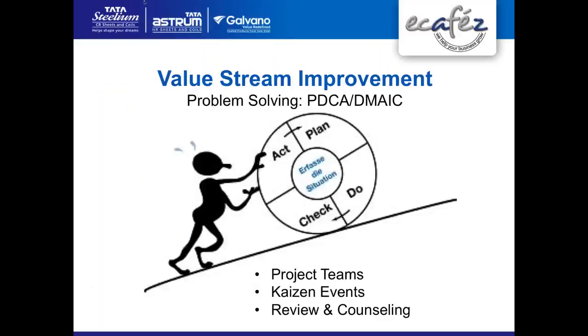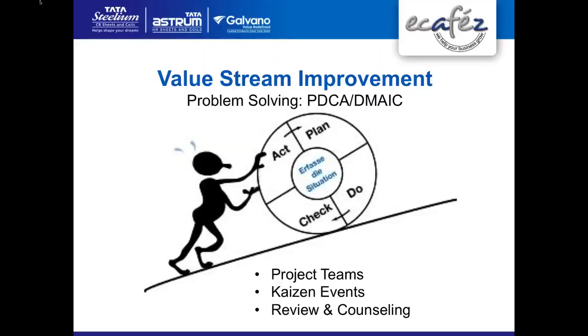So how is the improvement done? It is known as the Deming cycle. It was developed by Shewhart, his guru. It means any problem can be solved in four phases: plan, do, check, act. So PDCA is the Kaizen. In the Kaizen, plan, do, check, act is done. In Six Sigma, it is called define, measure, analyze, improve, and control. It is nothing but a modified form of PDCA.